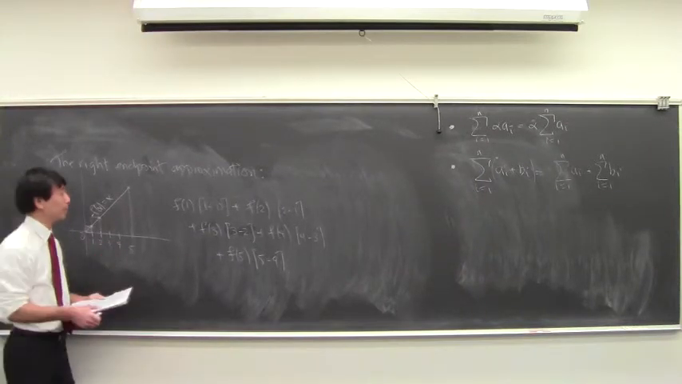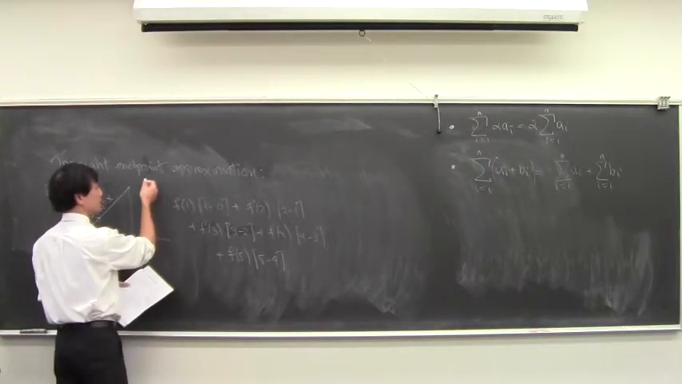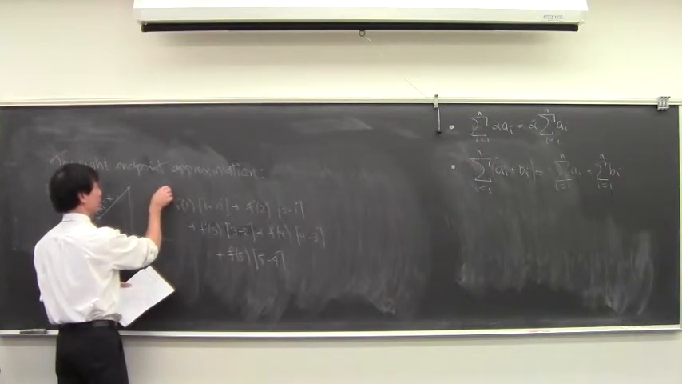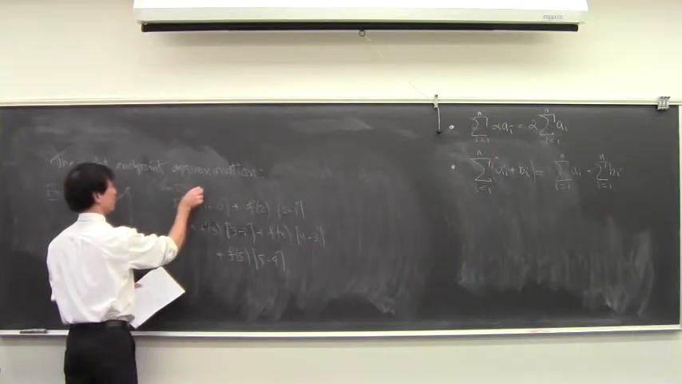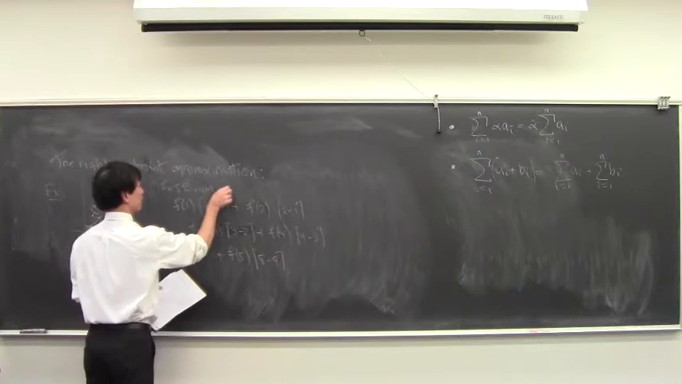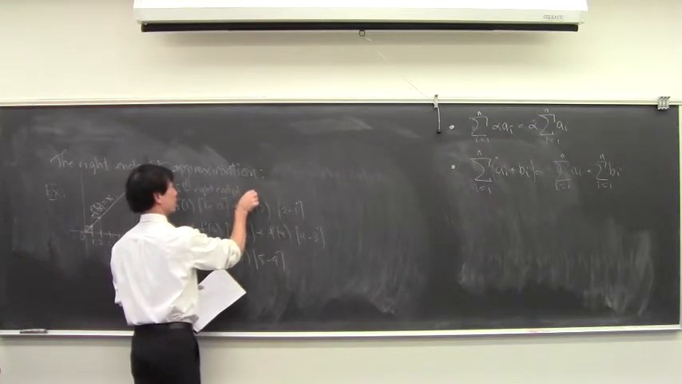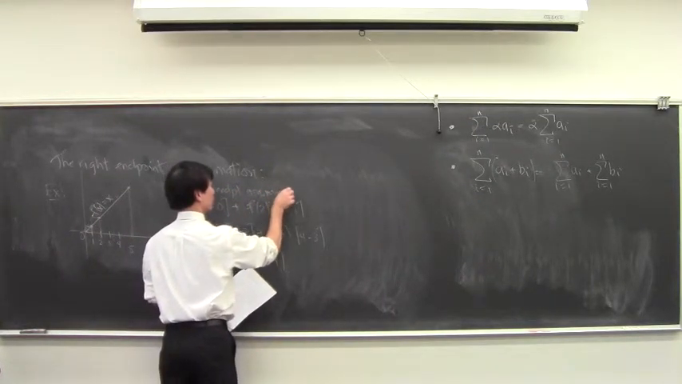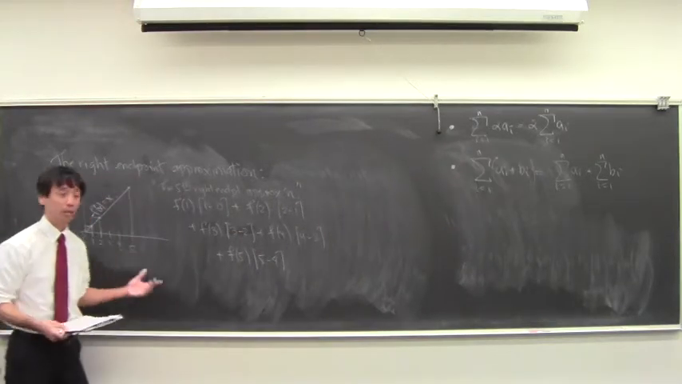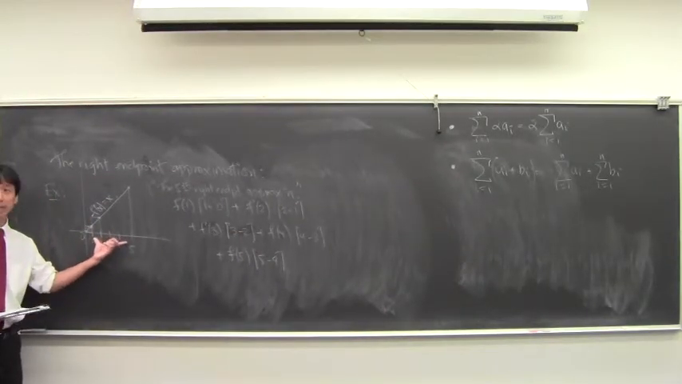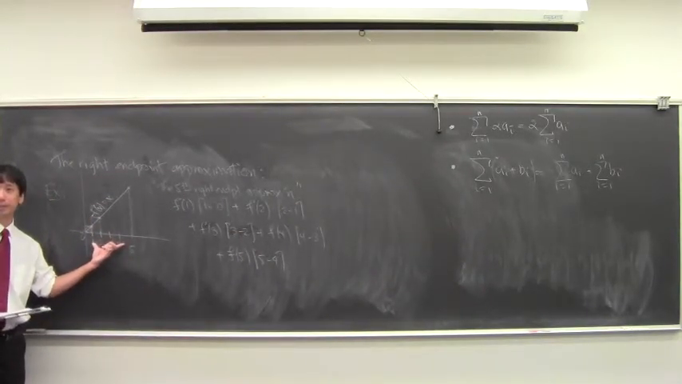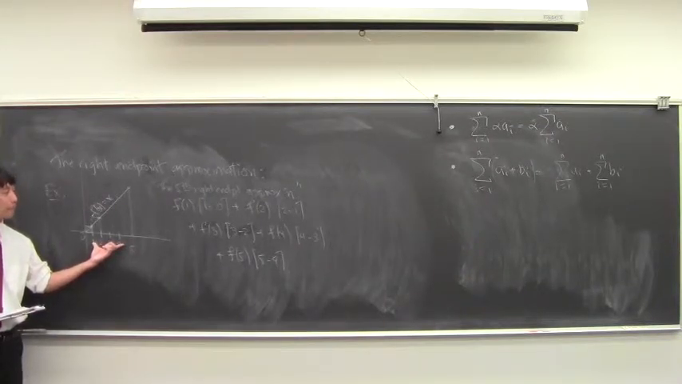So this is what we would call the 5th right endpoint approximation, because we've divided the base into 5 pieces.